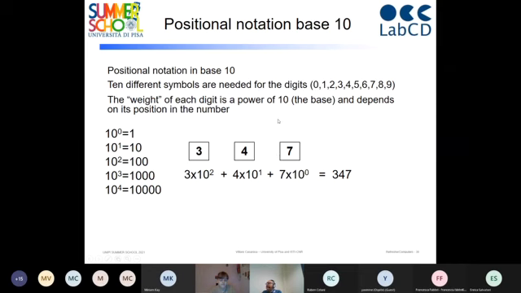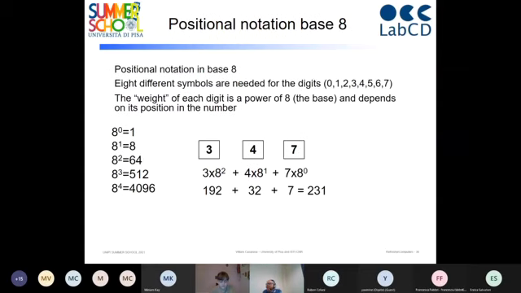Now that we understand the mechanism, and the mathematicians are always willing to experiment, can't we use a different base? Why use 10 instead of using 8? And I say 8 because the early computers were using representation of numbers in base 8. Now, the mechanism is exactly the same. In base 8, you have 8 digits from 0 to 7. And the weight of these digits depends on their position in the number. But this time you are reasoning with powers of 8 instead of powers of 10.